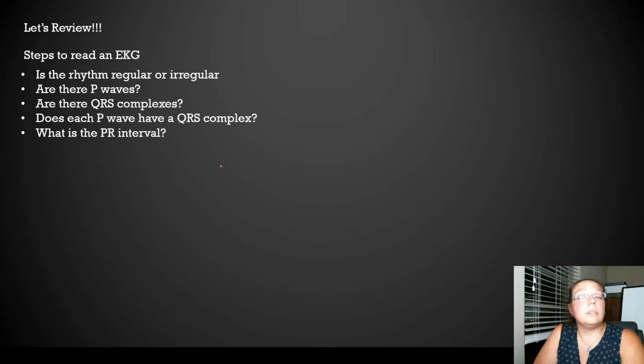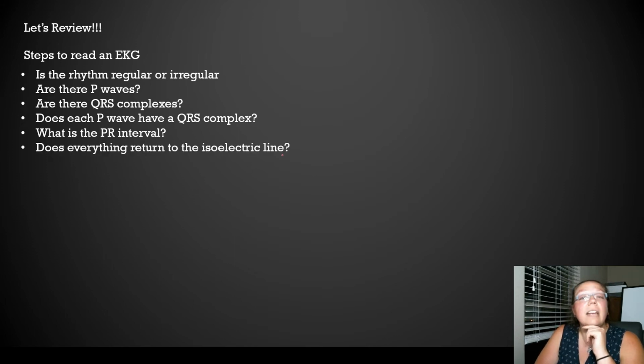What is the PR interval? Remember, in heart block, like first degree heart block, our PR interval is going to be long. It's going to be greater than 0.2. So you want to look at your PR interval if you have a PR interval. And then, does everything return to the isoelectric line? If we have elevations or depressions anywhere, that means that we have some injury or ischemia going on in the cardiac muscle. So everything should return to the isoelectric line.